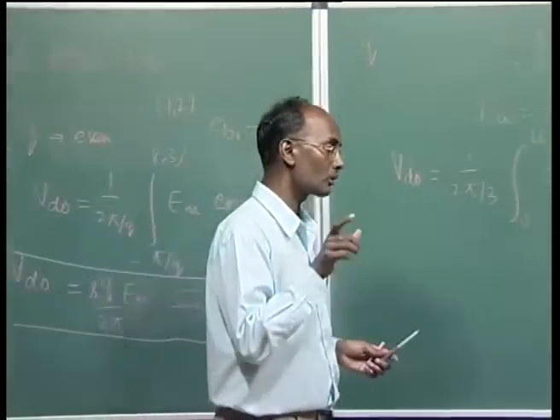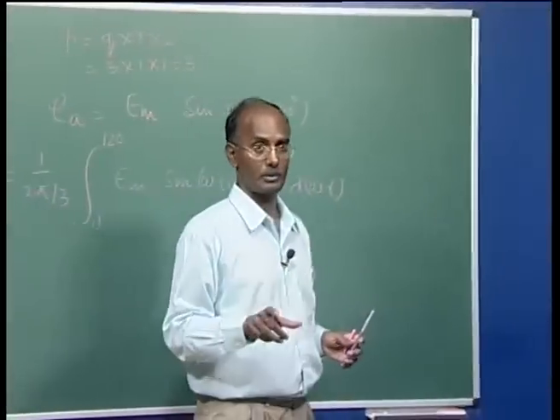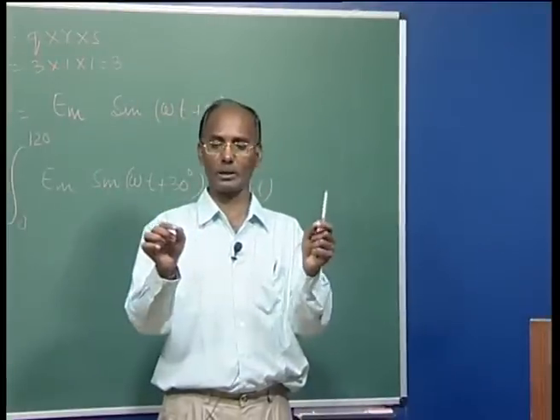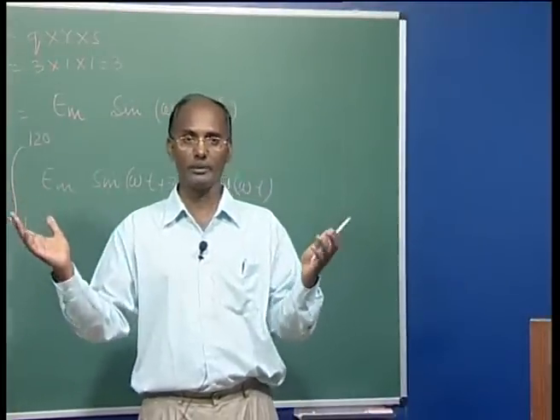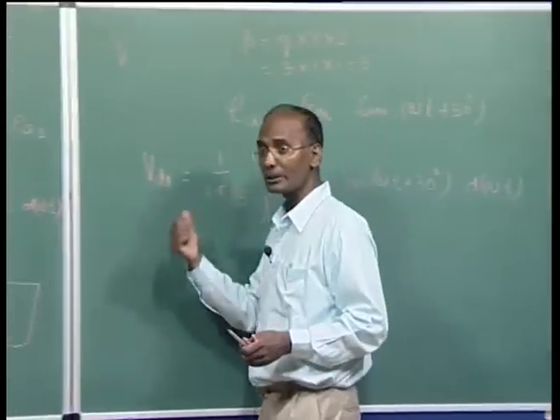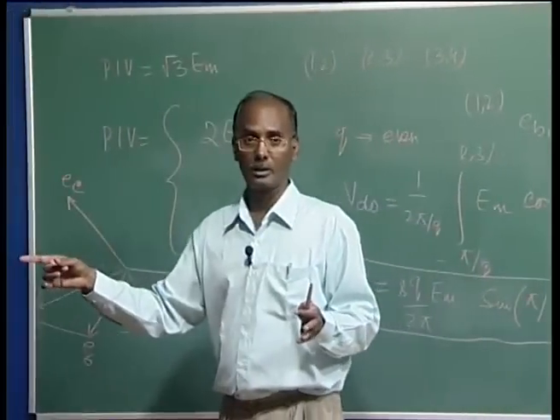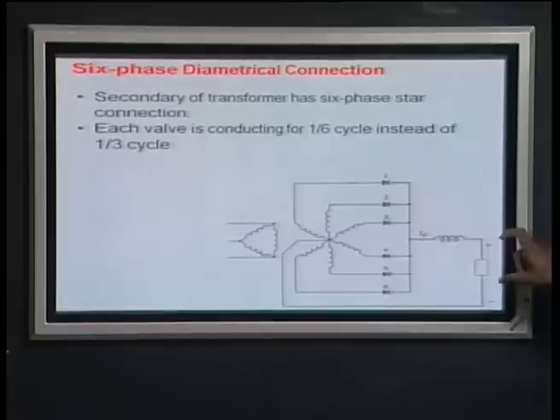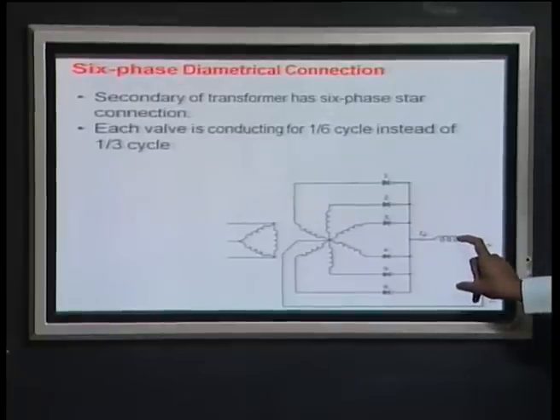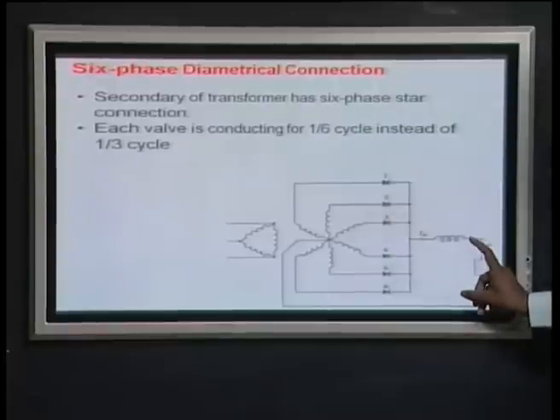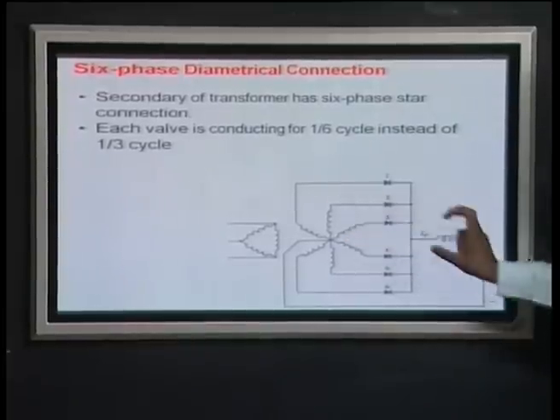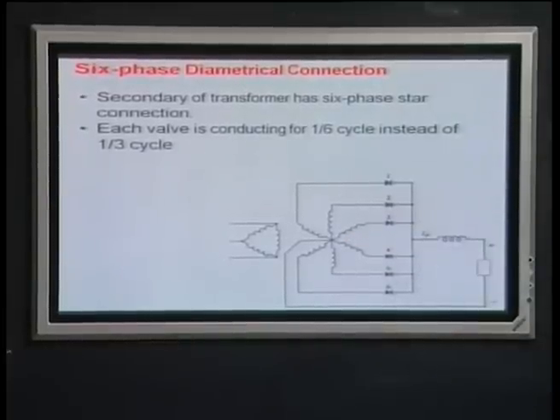So what is happening? The utilization of the valve is not proper. It is a less utilized valve, only conducting for 60 degrees and remaining off. But in other cases it was conducting for 120 degrees, which means valve utilization was better compared to this circuit. Also the output voltage here is not high, because only one phase voltage is coming here. Whatever voltage is there is going to appear on the DC circuit. But in this case, we are getting 6 pulses, because one valve is conducting at a time and we are getting all of them.